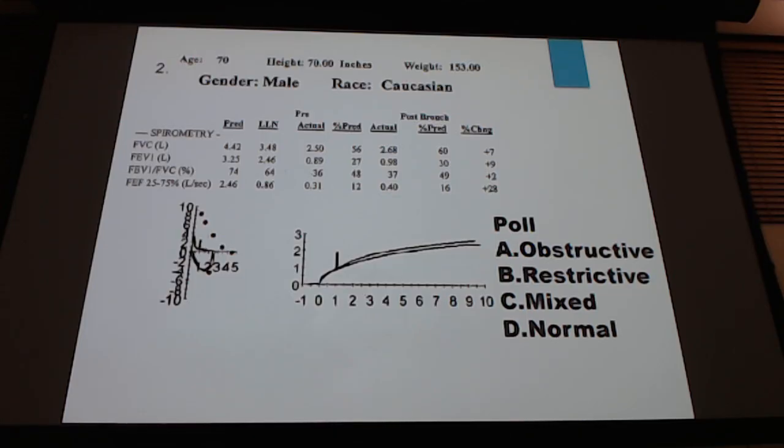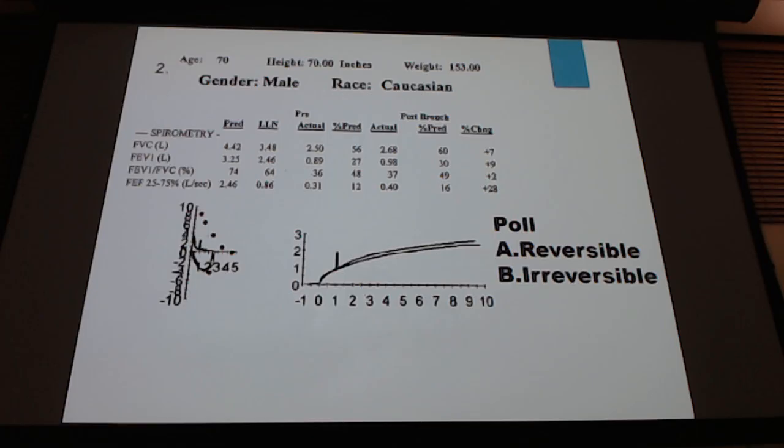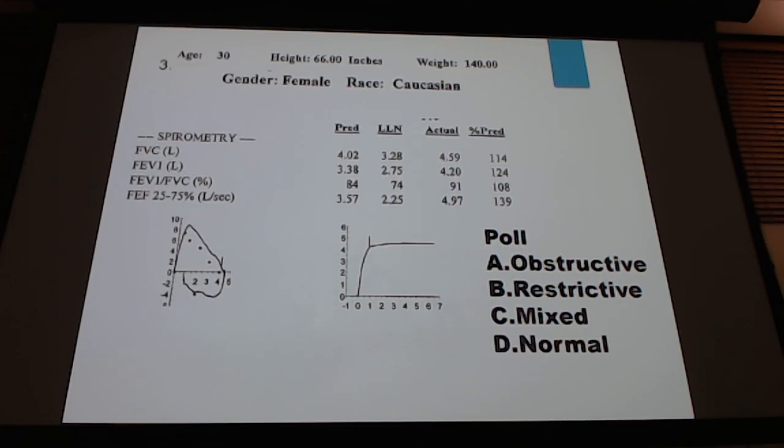So we want to see what percentage of this is obstructive, what percentage is restrictive. And is it reversible? No. All right. Easy peasy.